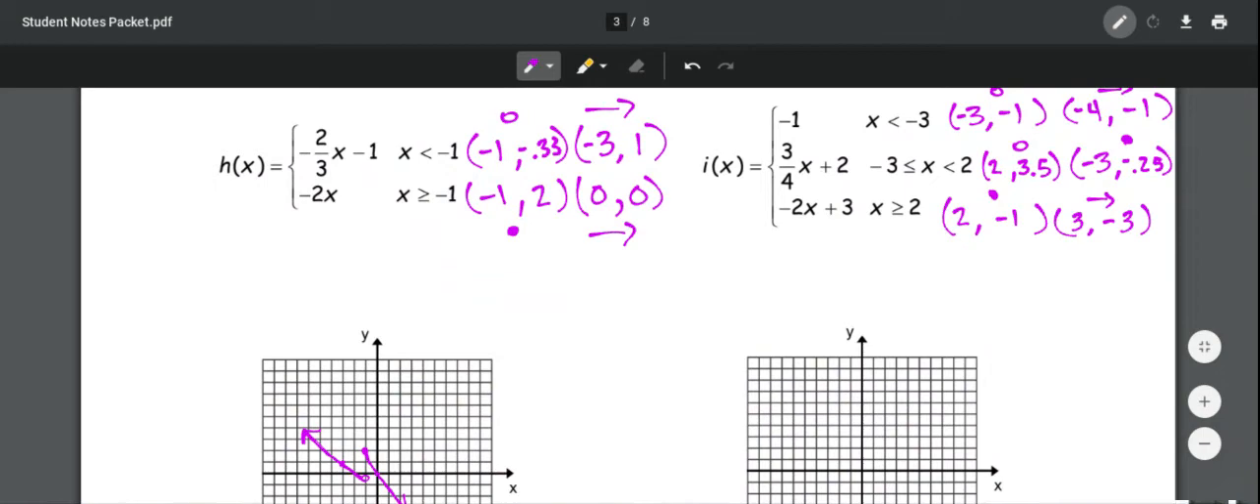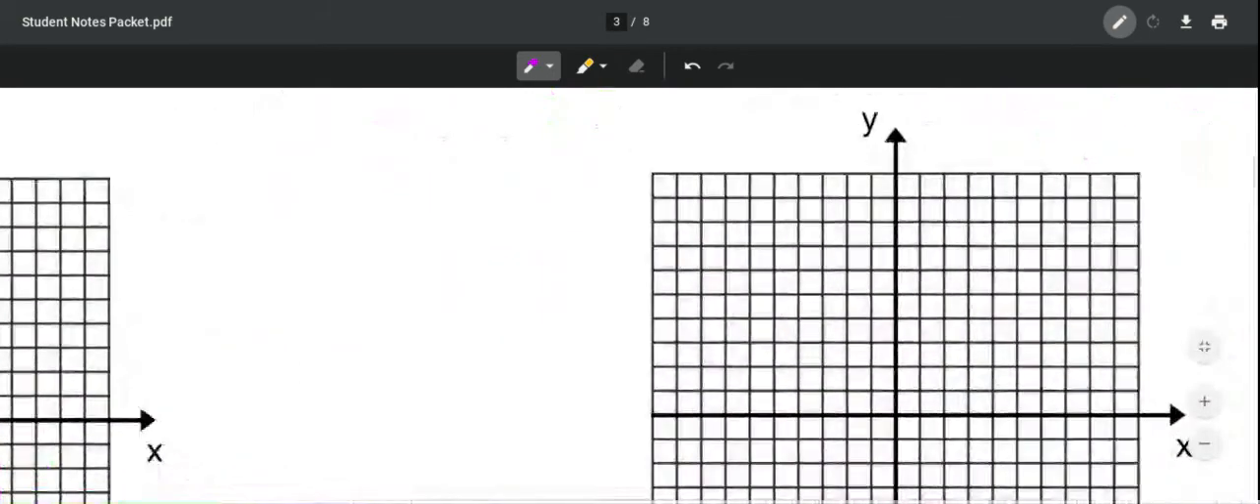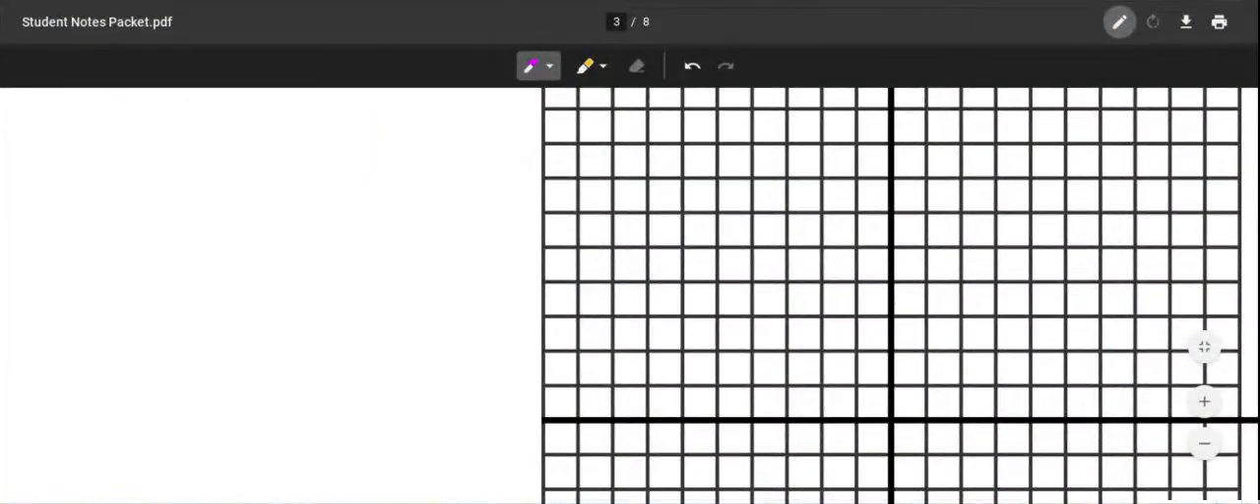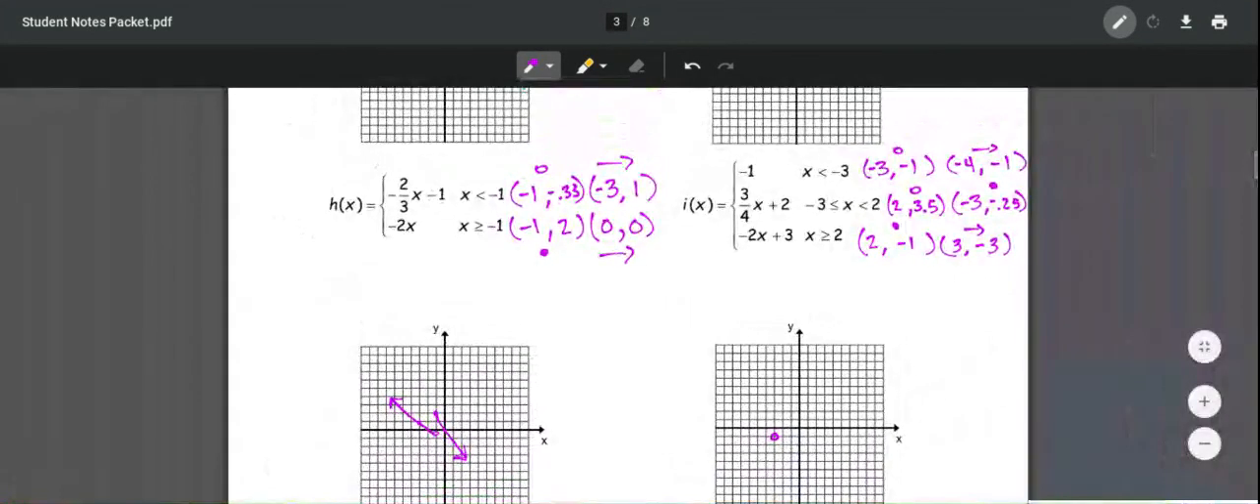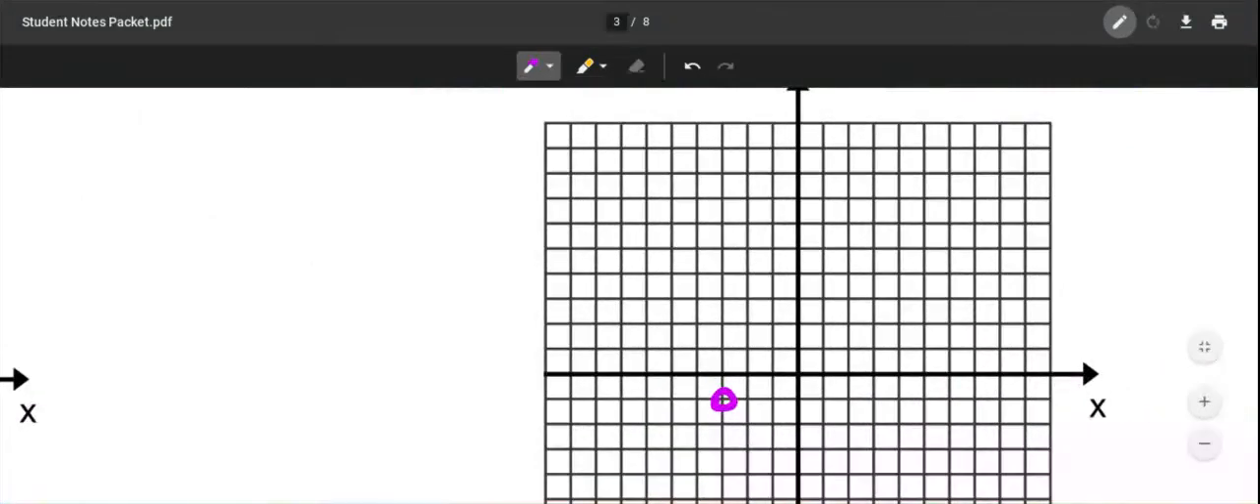So -3, -1 is an open circle. -3, 1, 2, 3 is an open circle. -4, -1. Whoops. So there is your first graph.